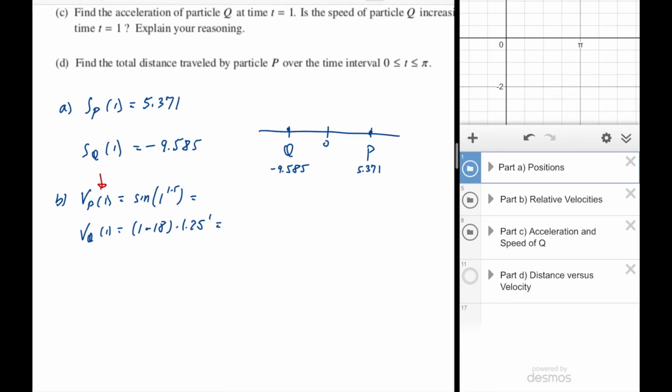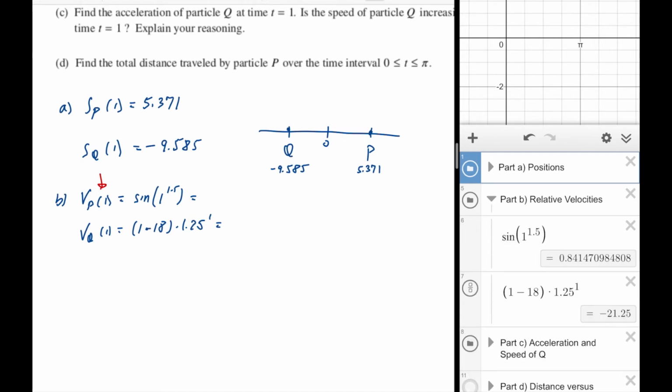I've gone over to the calculator here because I don't know 1 to the 1.5. That's a lie, sine of 1. Let's find out what that is. Sine of 1 raised to the 1.5 is 0.841, and the velocity of q at time 1 is negative 21.25. So negative cues us in that q is moving to the left.